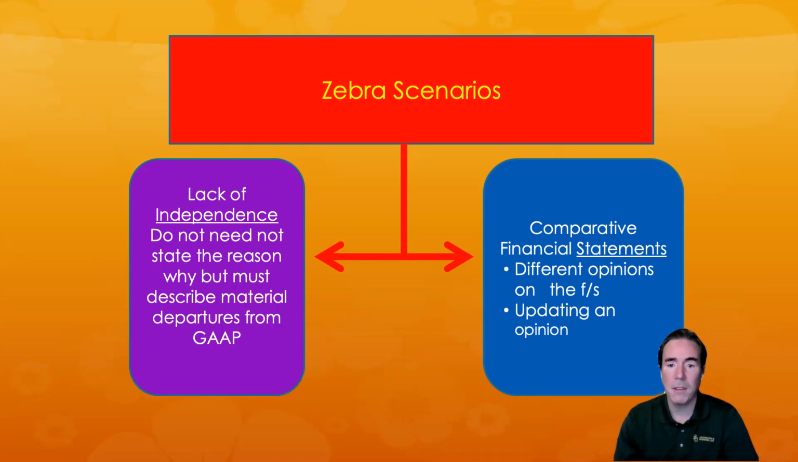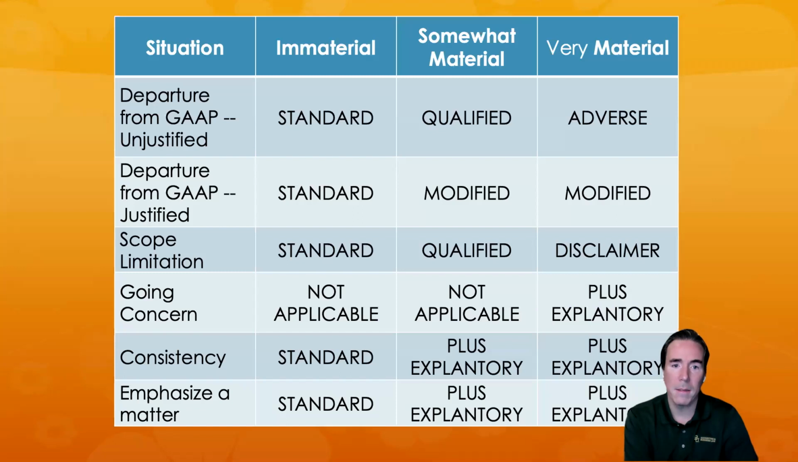And comparative financial statements create problems, especially if there's different opinions. And so we'll need to look at those when those scenarios arise. And normally you would go to the standards for specific guidance. A summary chart for you, in case this was a little overwhelming.